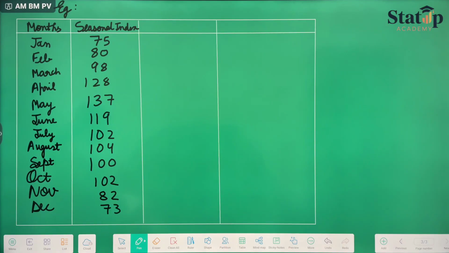Using this information, calculate the estimates of monthly sale. So we have to assume that there is no trend in this, and we have to calculate the monthly sale. So first of all, we have to calculate the seasonal index. We have been given seasonal indices.